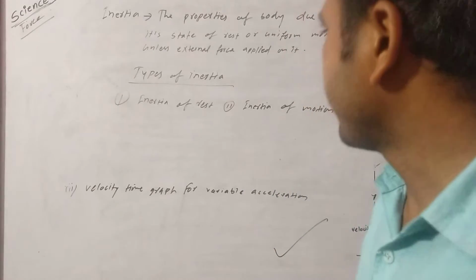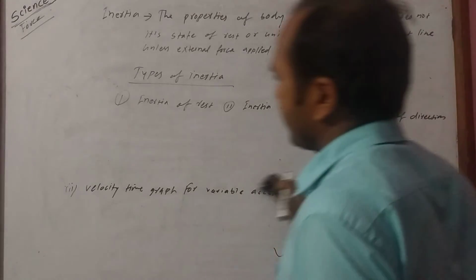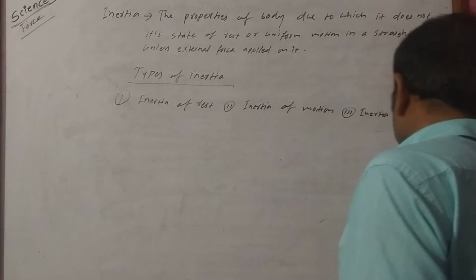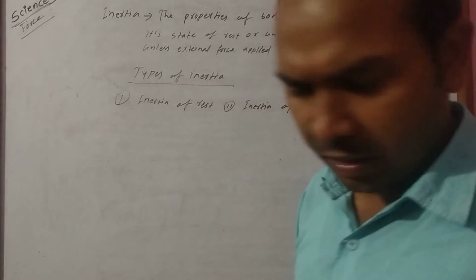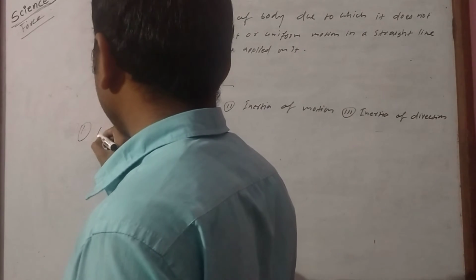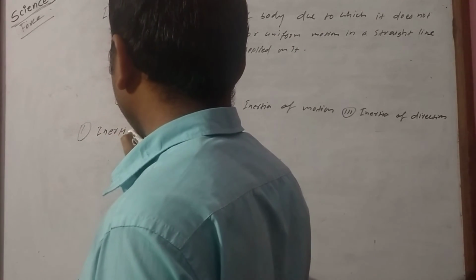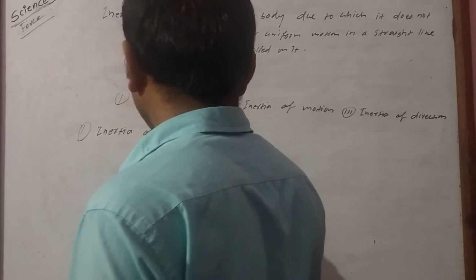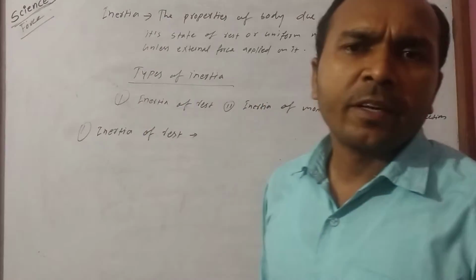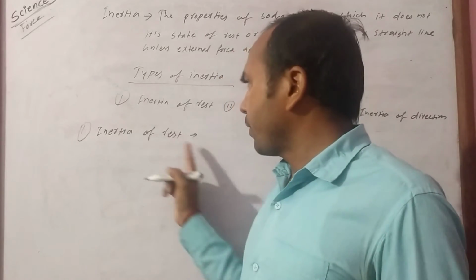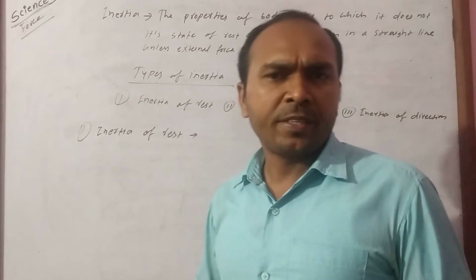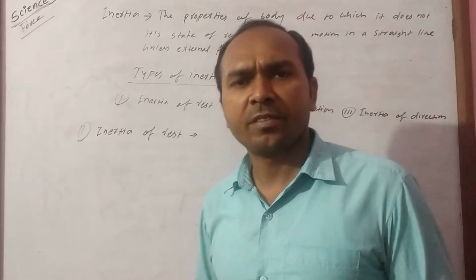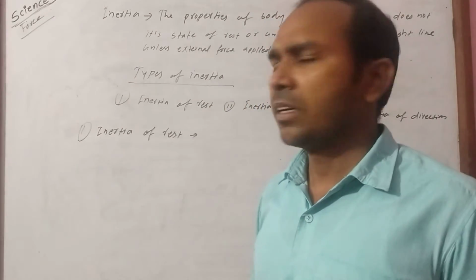Then first of all, what is inertia of rest? Inertia of rest means the property of a rest body due to which it is unable to change its position from rest to motion by itself.